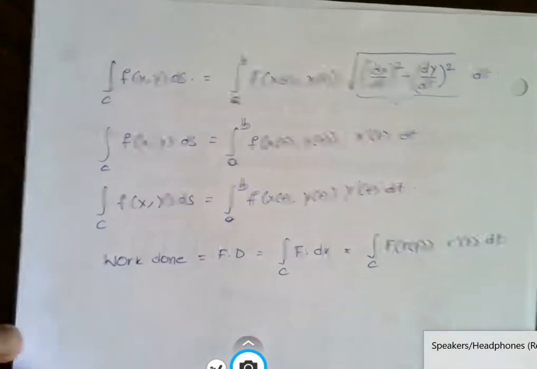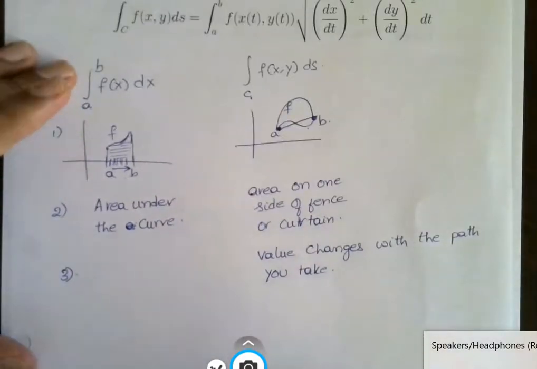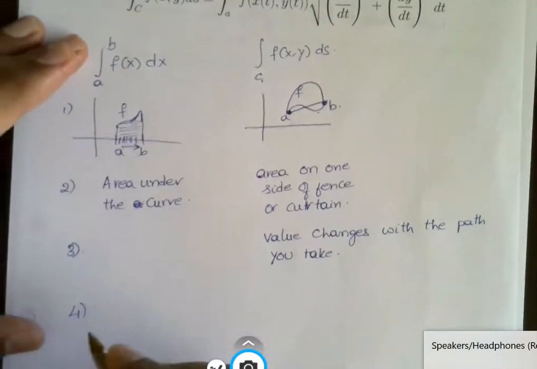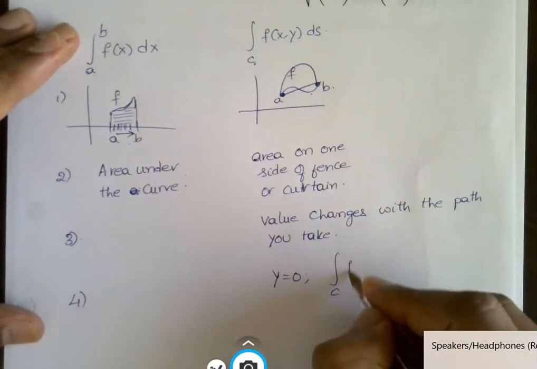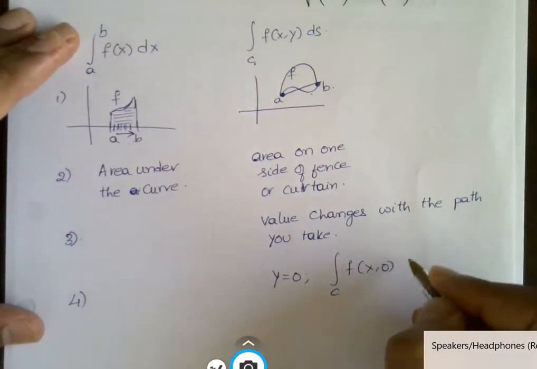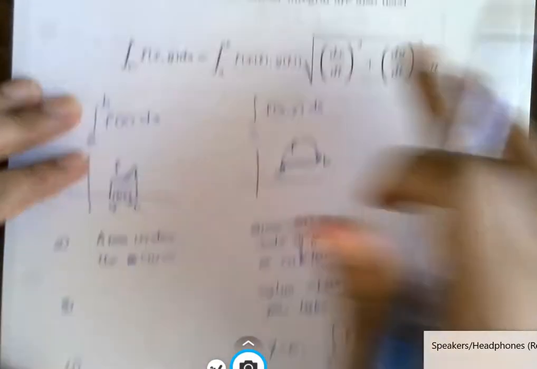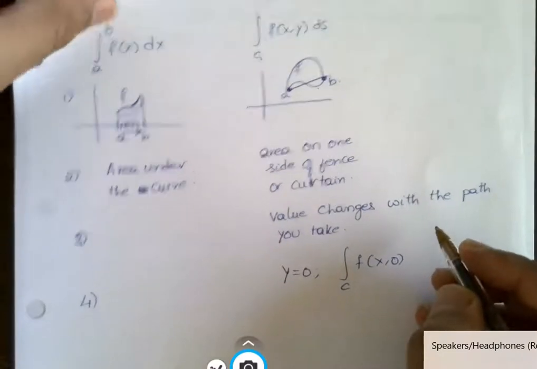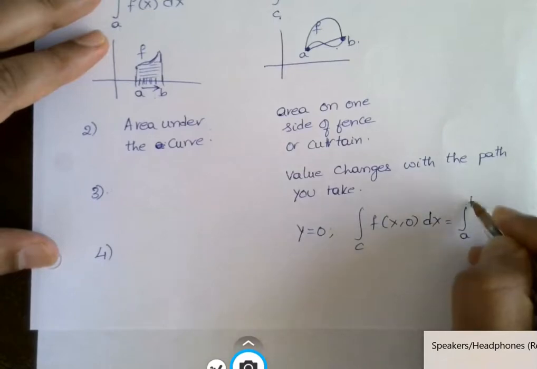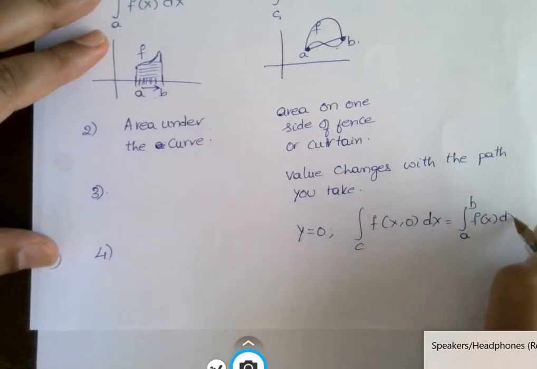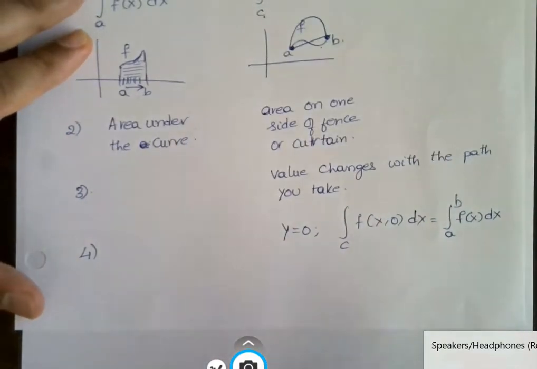Another cool comparison I can give you is if you set one of the variables, let's say y equals 0 here, then what you get is the line integral over C of F of x, 0, and ds is going to be in terms of y, 0, so that term goes away, and you get dx. So this is going to be F of x, 0 dx, very similar to the integral from a to b of F of x dx. So when y is 0, the line integral becomes a regular integral in Calc 1. I hope this is clear.